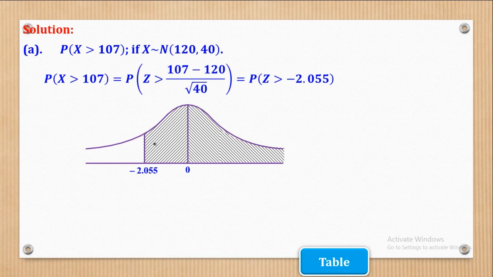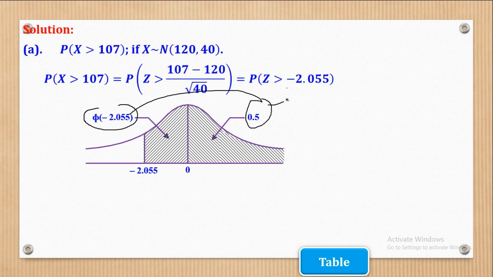Okay, now I remember that phi means probability from 0 to a z value. So from here up to here, the probability is phi of negative 2.055, and the whole of this area is shaded, meaning the probability will be 0.5. Now this given probability is the whole shaded part, so it will be this plus this. So I'll come here and say that the required probability is 0.5 plus phi of negative 2.055.